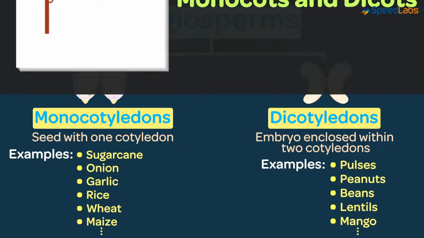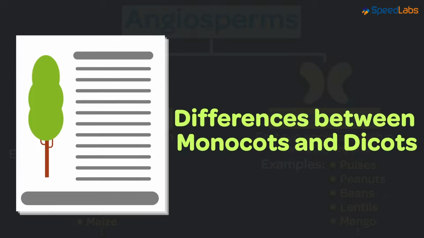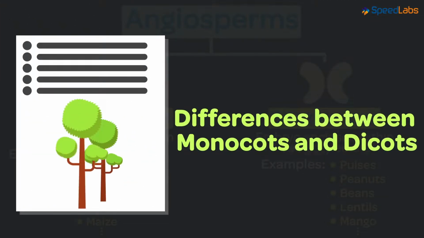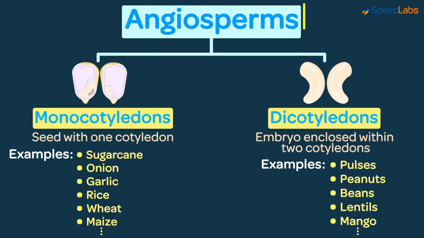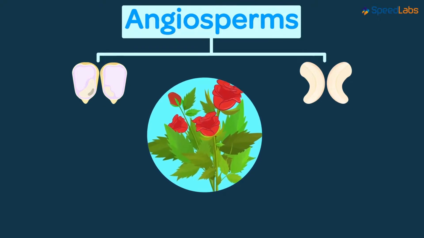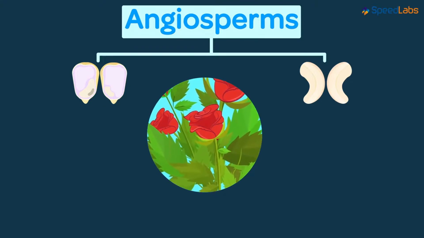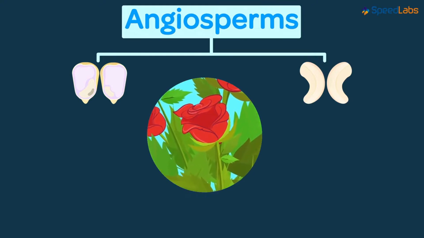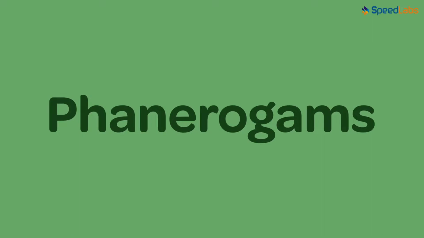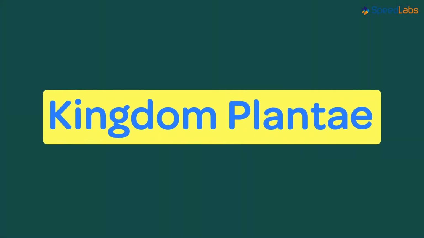There are several differences between the monocot and the dicot plants. However, we will get into the details in higher grades. For now, let's get back to the common characteristics of angiosperms. These flowering plants are considered to be the most complex and efficient types in the plant kingdom on the scale of evolution. Now that we know more about phanerogams, let's quickly review all the categories of the plant kingdom.